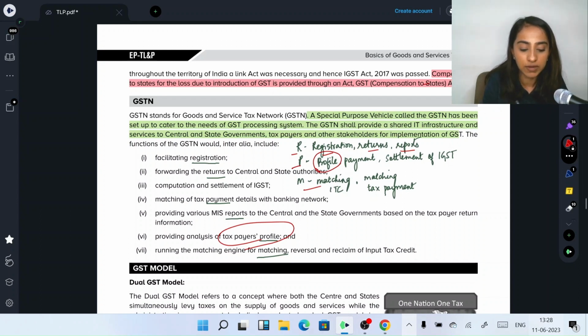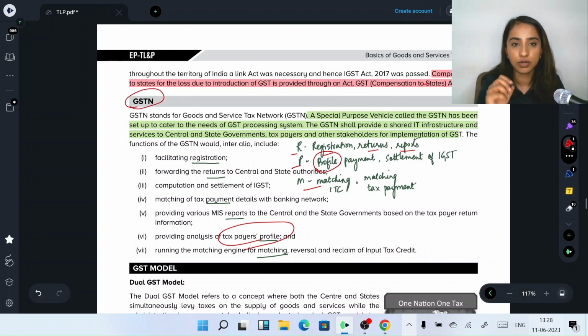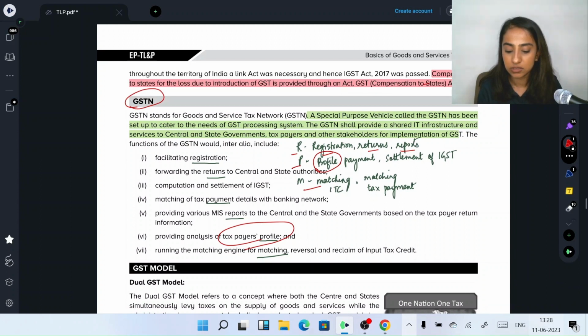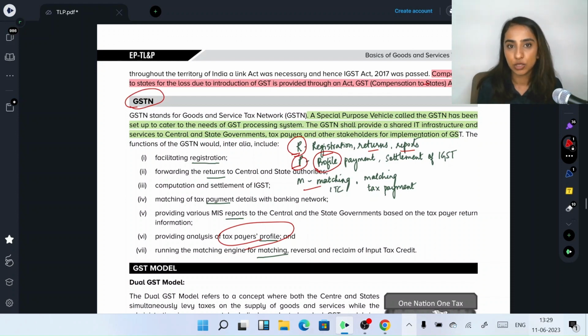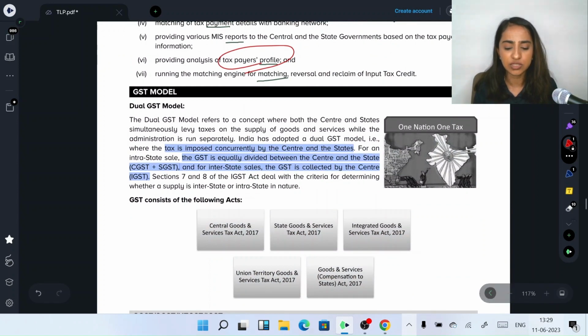So now what we have to understand is GSTN. What will it do? I've put out a very simple thing for you. It does RPM: R for registration, returns and reports; P for profile, and it handles your payments, and payment means settlement of IGST as well; M for matching. Matching what? Matching the input tax credit, matching whatever payments you're supposed to make to the government. Cool?